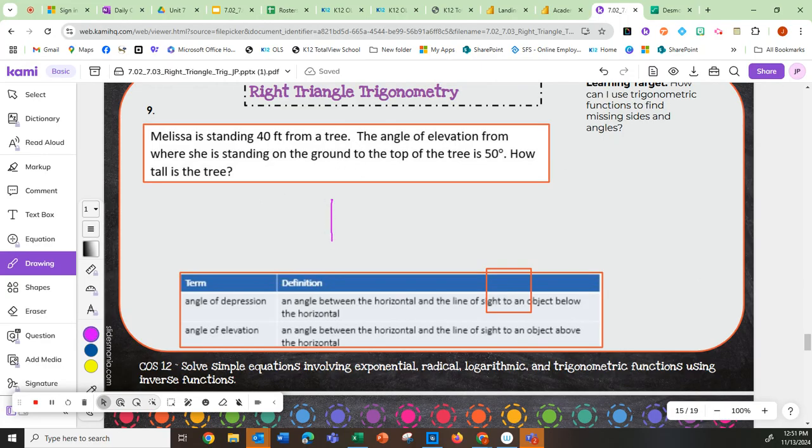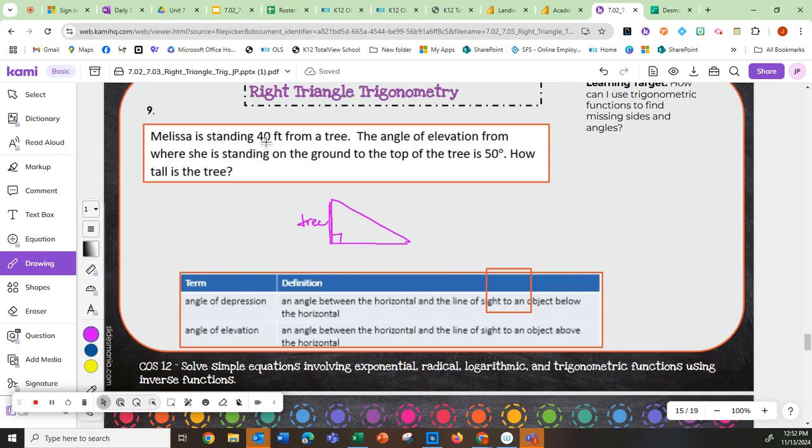The first thing that I do is draw a right triangle. Again, it doesn't have to be perfect. Do your best to put a right angle in. Put a little box in. It says Melissa is standing 40 feet from a tree. So unless they tell you that there's been really, really high winds, trees are going to be your vertical leg. So this is going to be the tree. 99% of the time, whatever is standing tall, pole, tree, person, they're going to be the vertical leg.